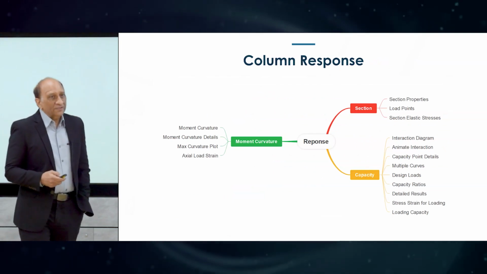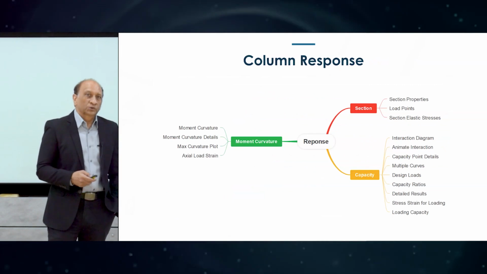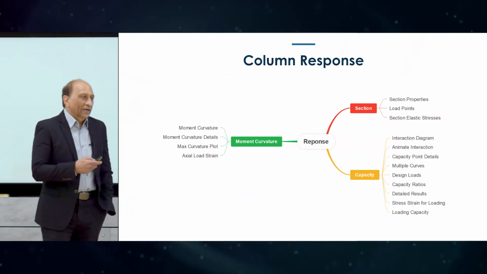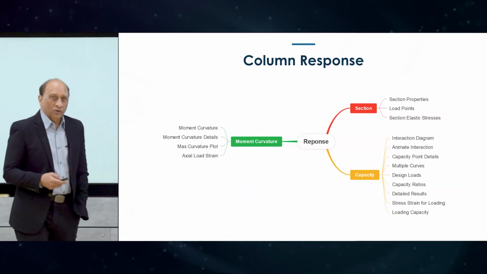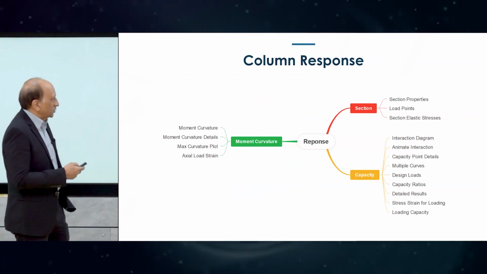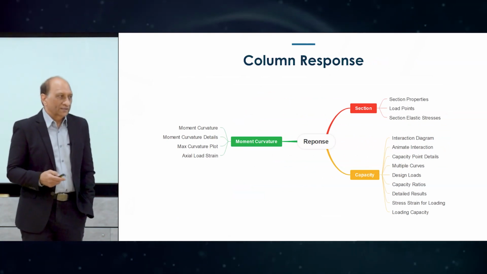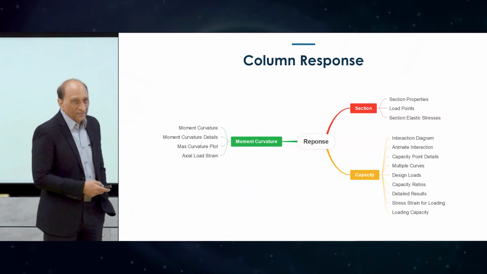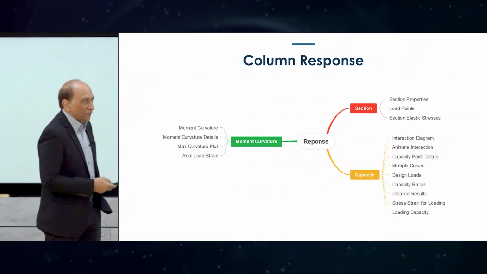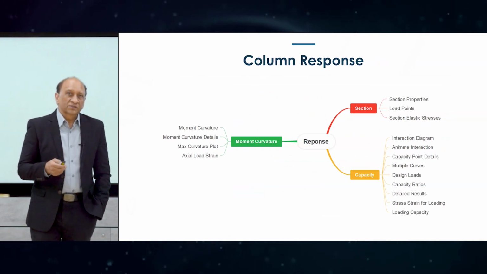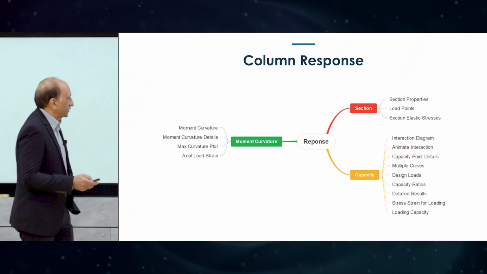Now, I want to emphasize briefly, before I hand over to Shehezard to show you how things are done, where these things are coming from. If you look at CSiCOL, the response that we get is of three kinds. One is the section response related to the section itself. One is related to its capacity, and one is related to its moment curvature. And you get a lot of further response from there. I want to share with you how these three main categories of response are computed.